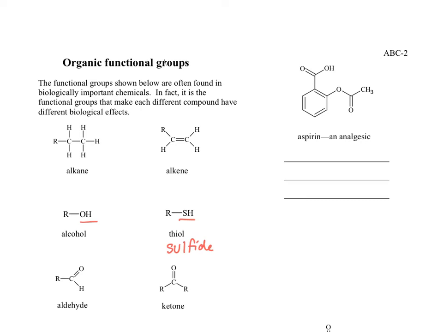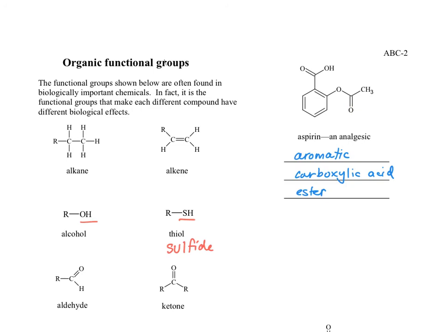Okay, I hope you've had a chance to go through that a little bit. Aspirin has an aromatic ring. It has a carboxylic acid. And lastly, it has an ester functional group. That's going to be seen here with the C-O-C double bond O like we talked about before.